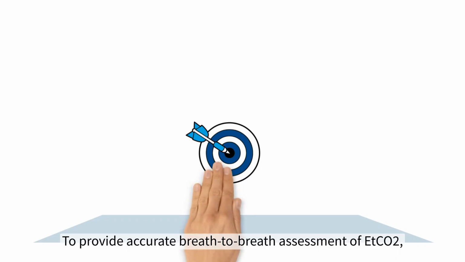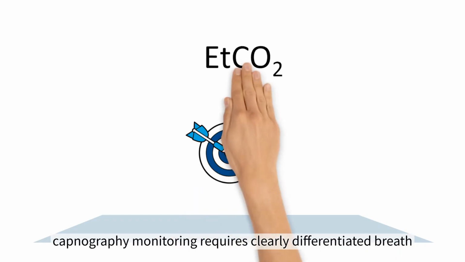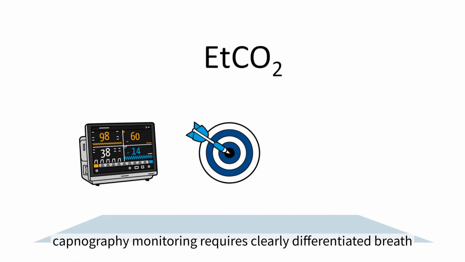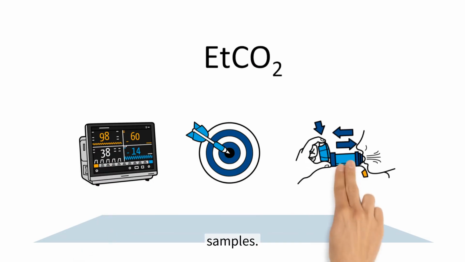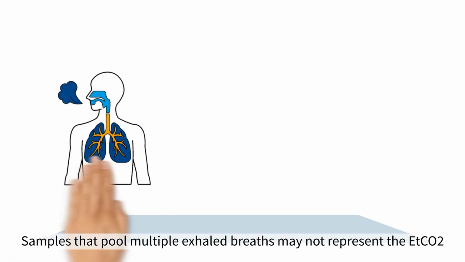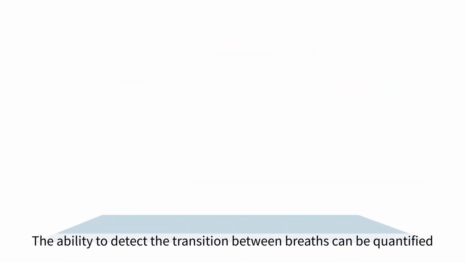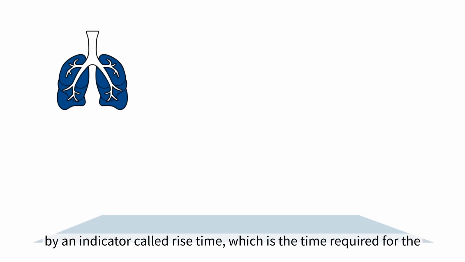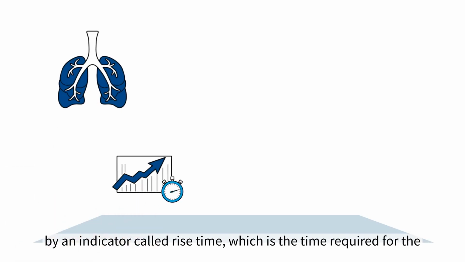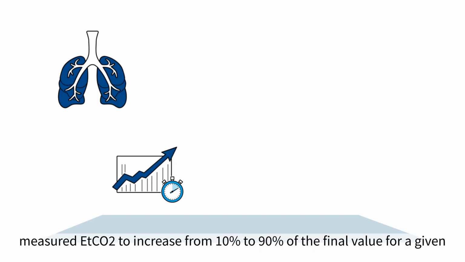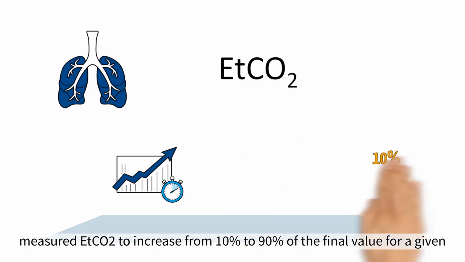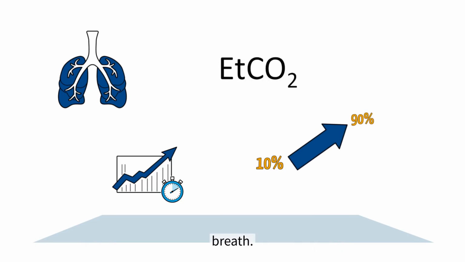To provide accurate breath-to-breath assessment of EtCO2, capnography monitoring requires clearly differentiated breath samples. Samples that pool multiple exhaled breaths may not represent the EtCO2 level of each distinct breath. The ability to detect the transition between breaths can be quantified by an indicator called rise time, which is the time required for the measured EtCO2 to increase from 10% to 90% of the final value for a given breath.